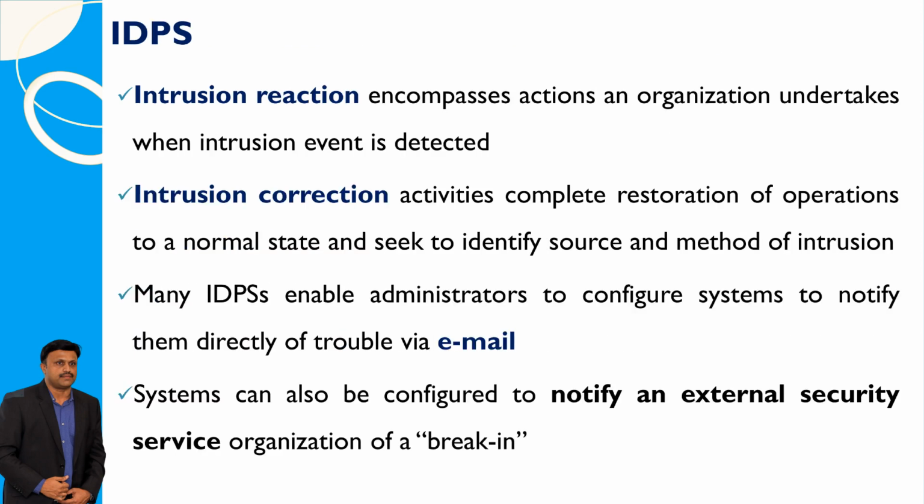Intrusion detection and prevention systems encompass intrusion correction activities, which involve restoring operations to a normal state and identifying the source and method of intrusion. These systems detect configuration violations and trigger alarms, with many offering administrators the option to configure direct notifications via email or pages. Additionally, they can be set up to alert external security service organizations of detected breaches.